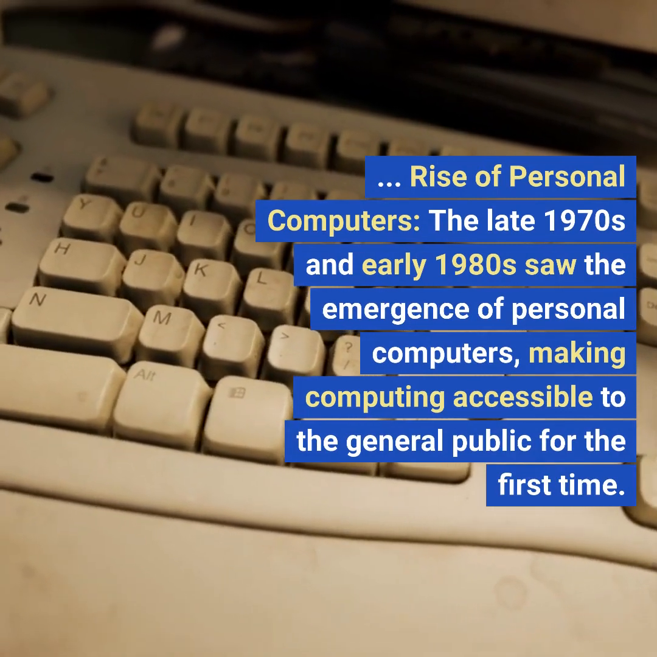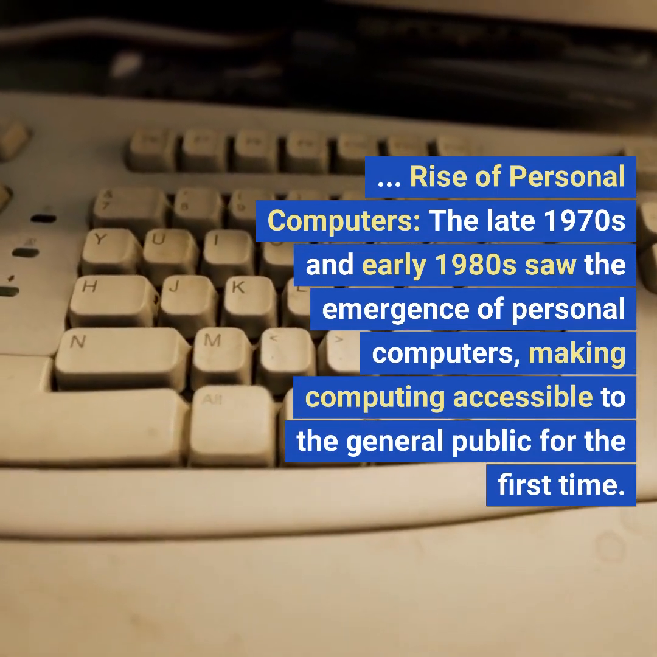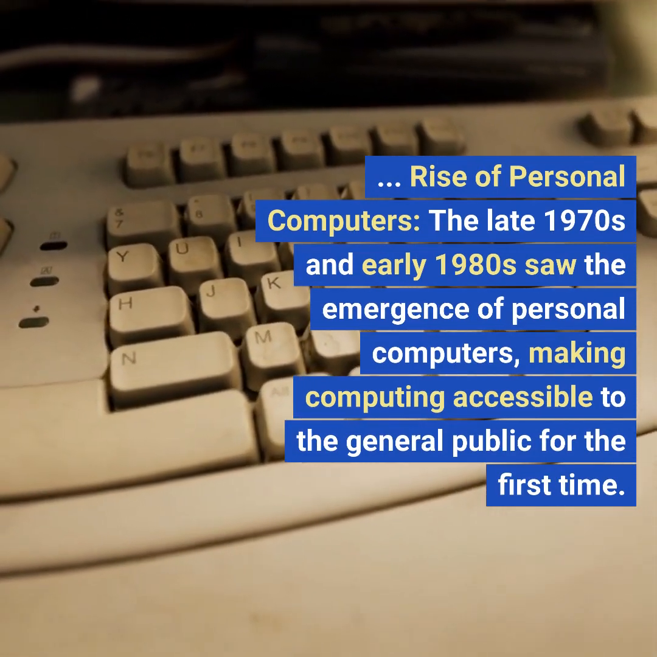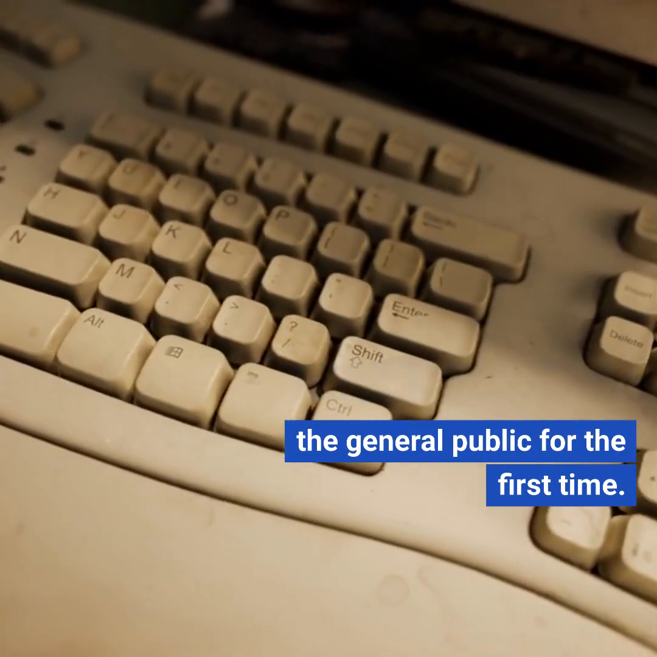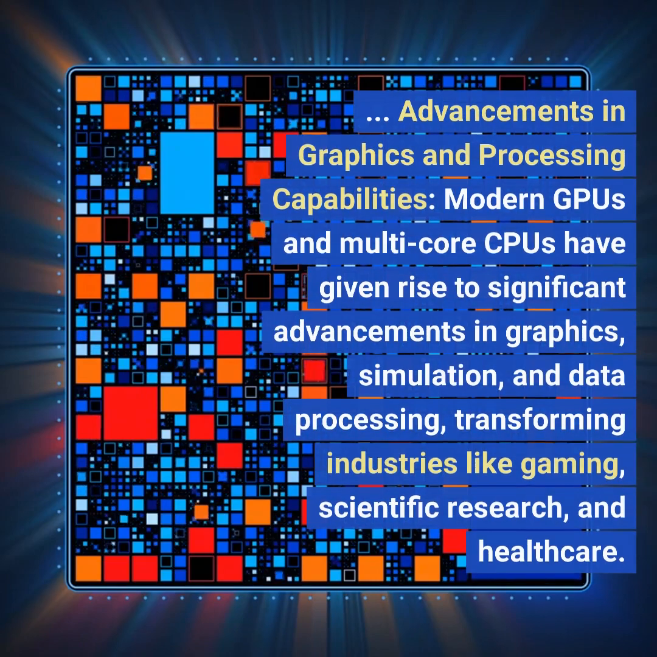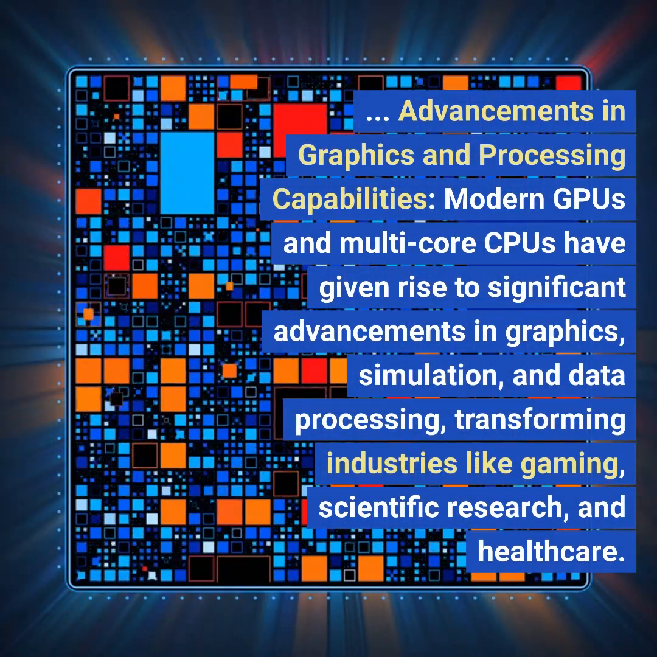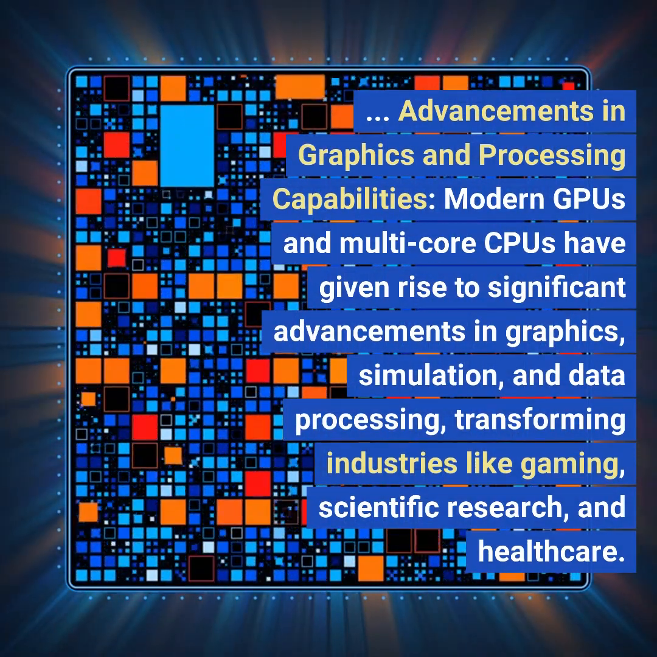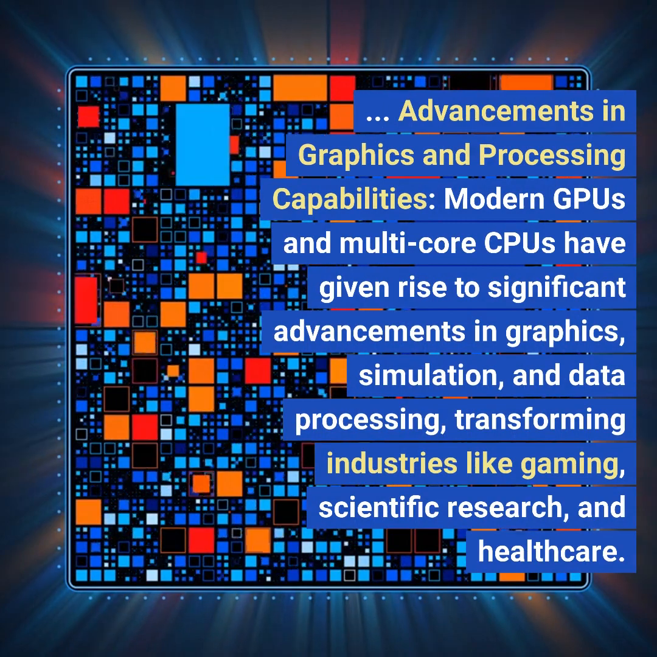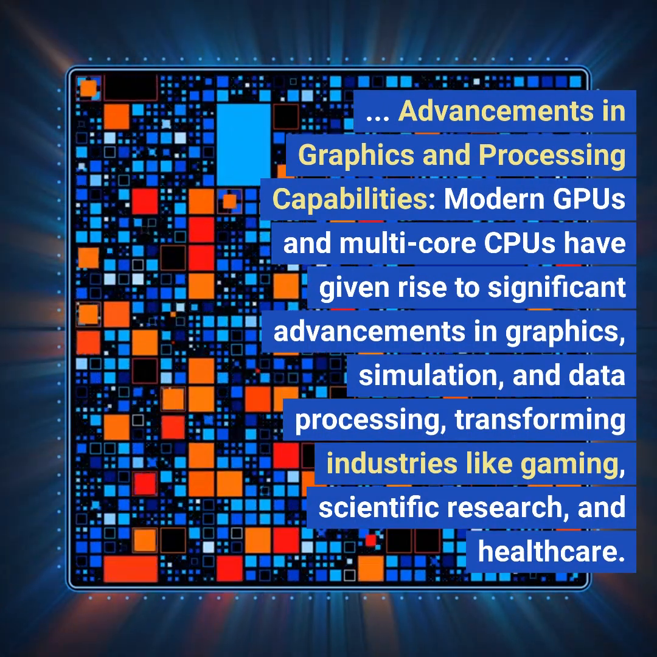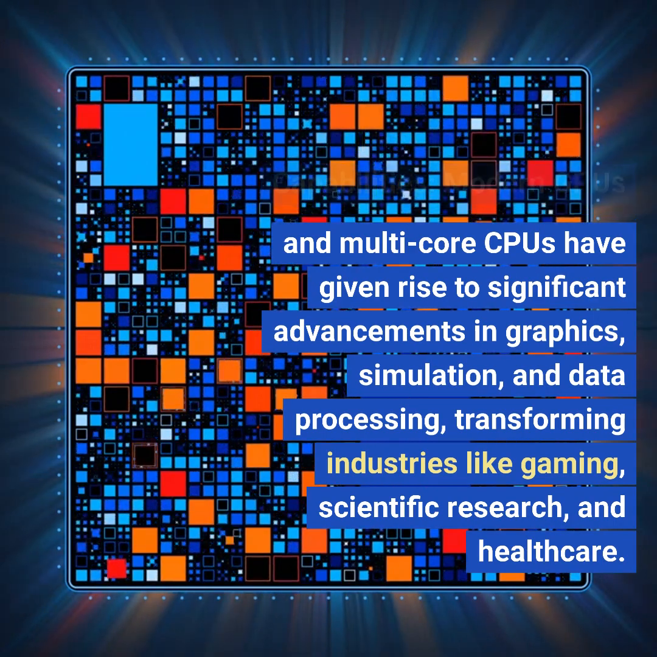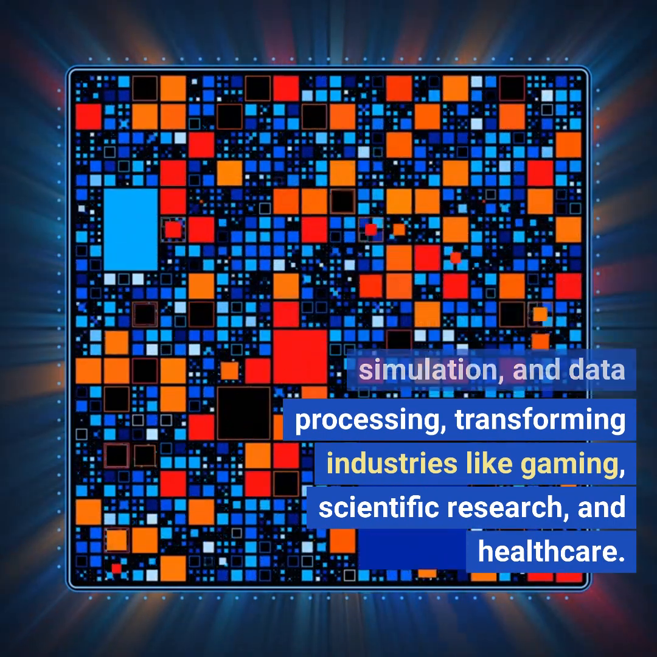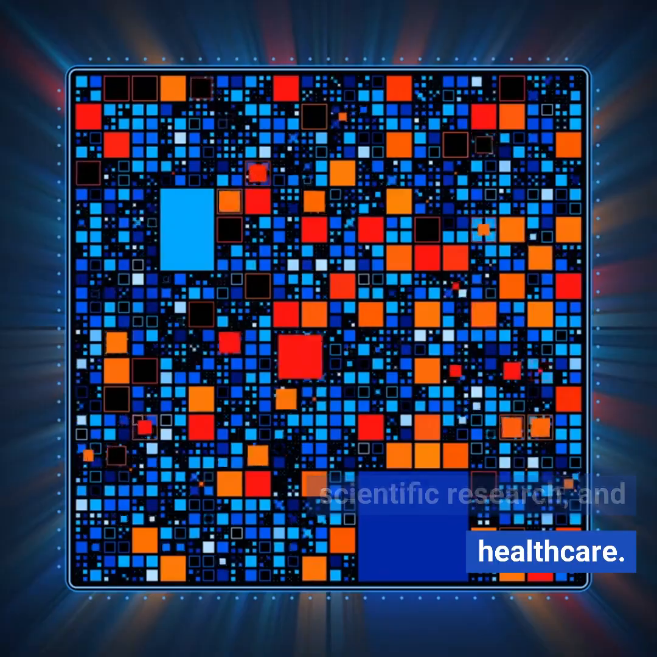Rise of personal computers. The late 1970s and early 1980s saw the emergence of personal computers, making computing accessible to the general public for the first time. Advancements in graphics and processing capabilities. Modern GPUs and multi-core CPUs have given rise to significant advancements in graphics, simulation, and data processing, transforming industries like gaming, scientific research, and healthcare.